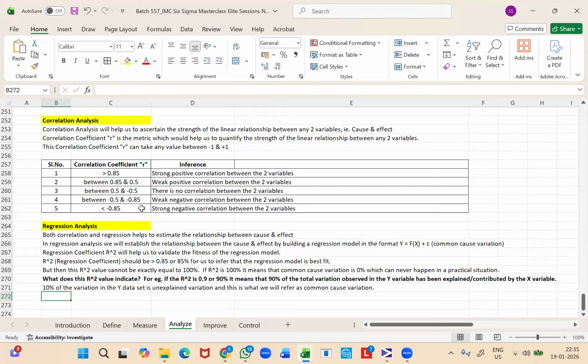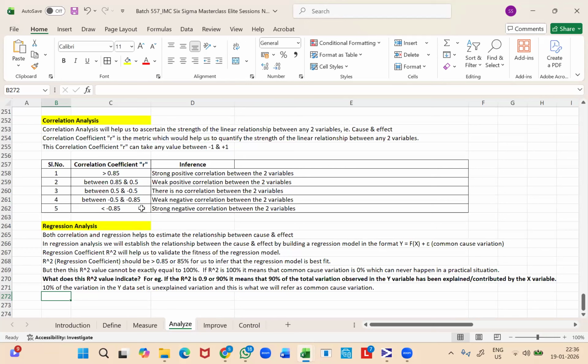If it is between plus 0.5 and minus 0.5, we need to infer that there is no correlation existing between the two variables. If it is between minus 0.5 and minus 0.85, then we will infer that there is a weak negative correlation existing between the two variables. Finally, if it is less than minus 0.85, we will infer that there is a strong negative correlation existing between the two variables.